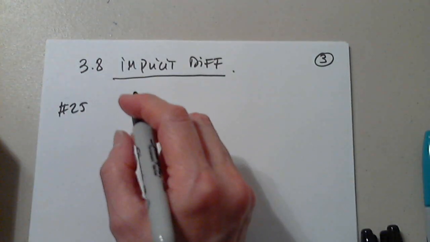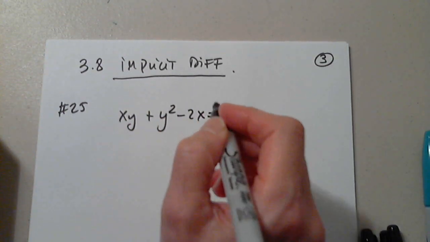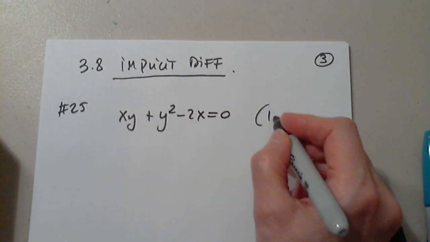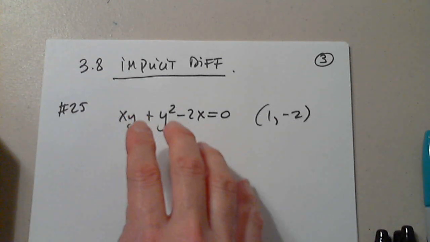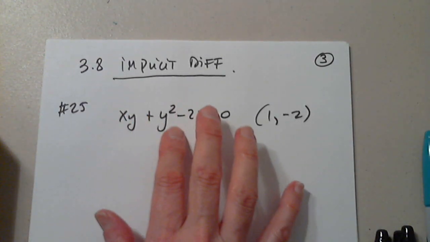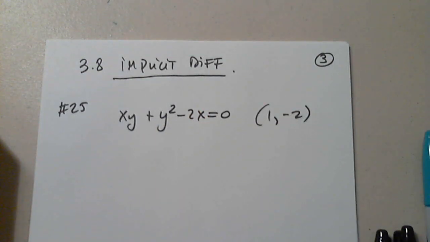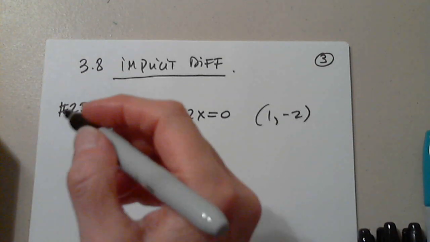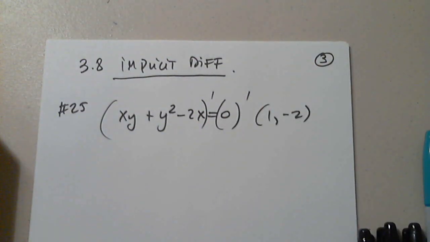If you don't want to pick, I have xy plus y squared minus 2x equals 0, and they're giving us the point 1 comma negative 2. Okay. So again, the same situation. I cannot solve for y. This is not a linear equation in y, it's quadratic, and it will be difficult to solve that and then differentiate. So we will apply implicit differentiation, meaning we're going to differentiate the left-hand side and differentiate the right-hand side.